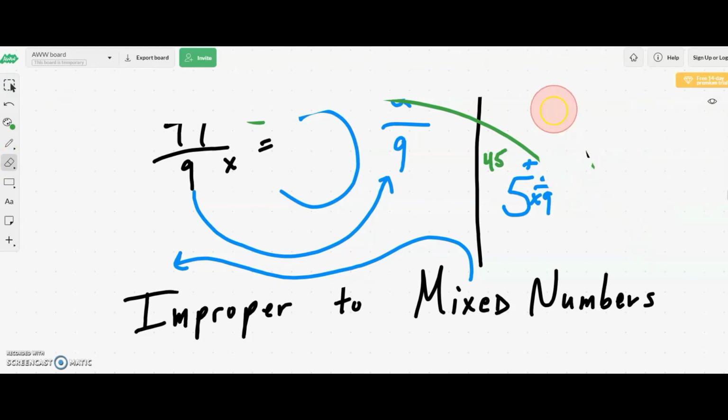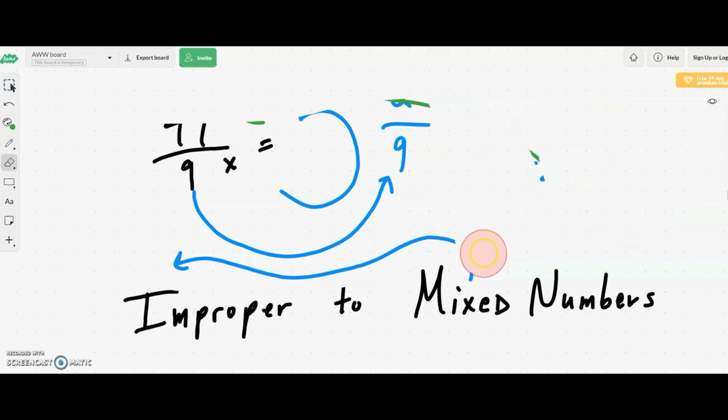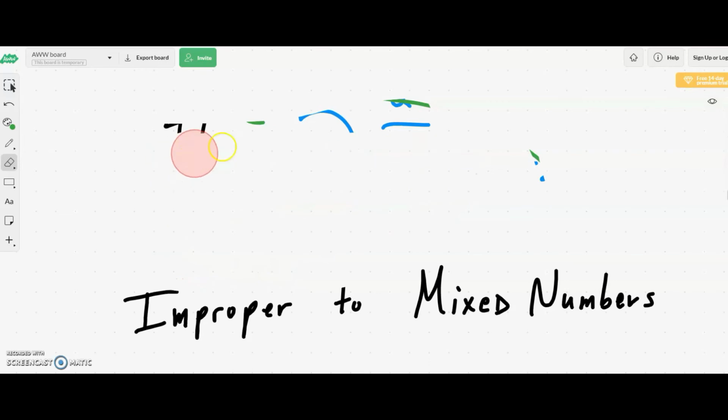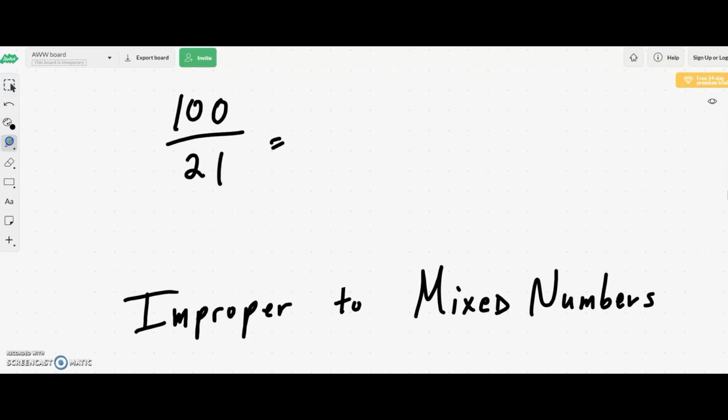Okay. All right, let's pick another fraction here. Let me clear this all out. Let's go with black again. And let's try 100 over 21. Now, you may not want to do this one in your head because you're new at this. So what I'm going to do is put 100 on the side and divide it by 21.